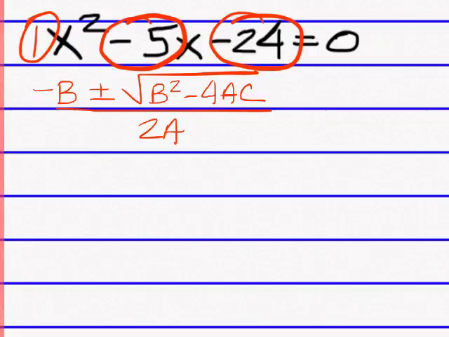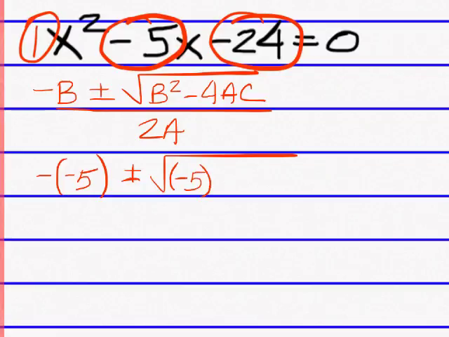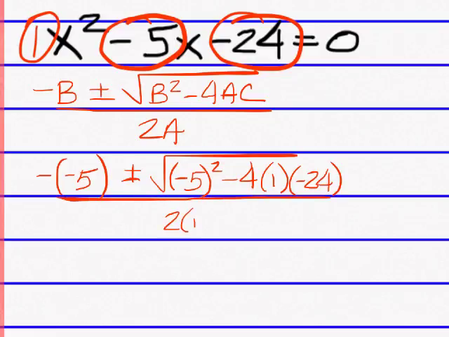Plug in exactly what you see for a, b, and c. Negative b means you have negative quantity of b, even if b is a negative. B is negative 5, so you have 2 negatives. And then put in a negative 5 here, square that, subtract 4 times 1 times a negative 24. And all of that is over 2 times 1.